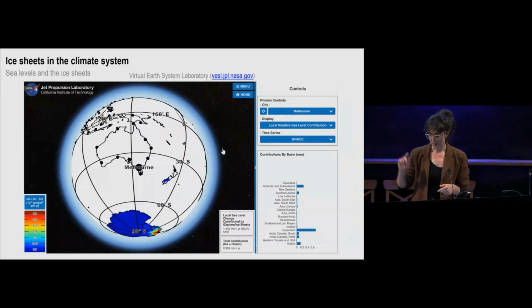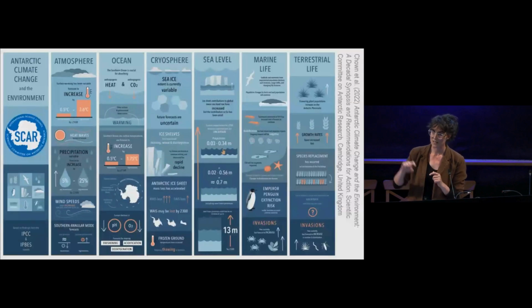And then we can see in the panel on the right where that's actually coming from. And so you can see that Greenland is driving the sea level rise in Melbourne. And of course, that's similar for the rest of the east coast of Australia. I'll come back to that later.